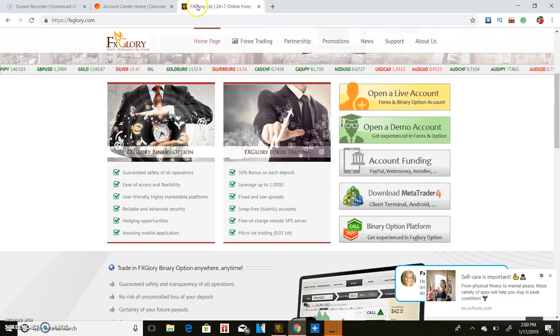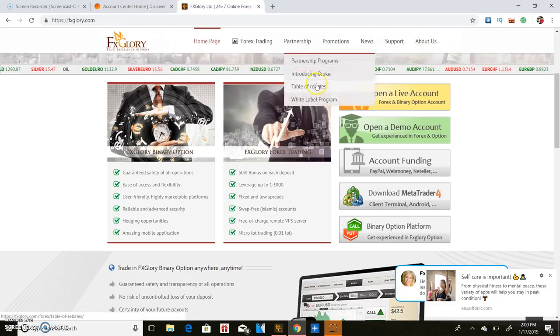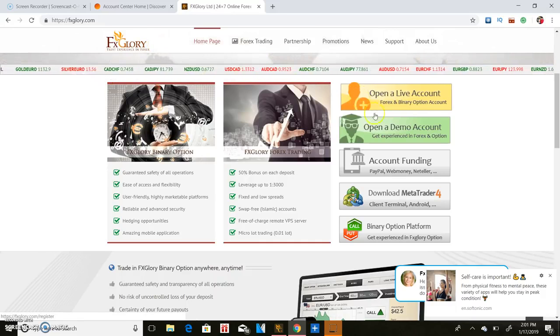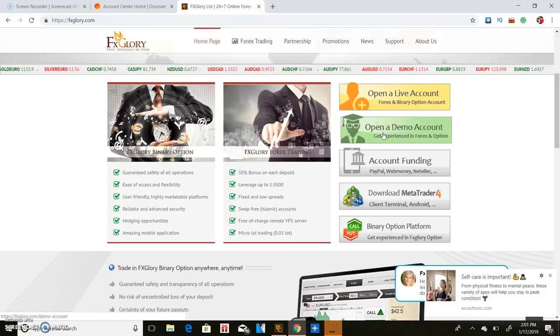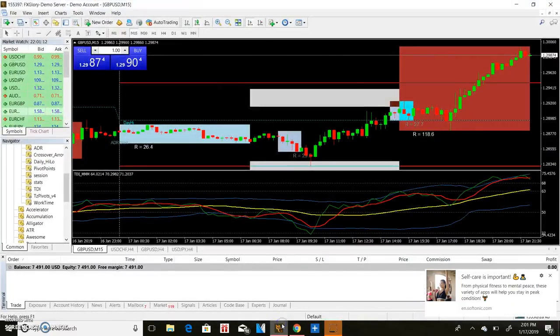So you can go to fxglory.com, and I usually just use FX Glory to trade demo. You could also use Trader's Way to trade demo as well. But when trading live, every now and then I might use FX Glory, but I'll use tradersway.com. Like I said, you can go to FX Glory, click on open a demo account, and download the MetaTrader 4, which is this right here. This is what's called the MetaTrader 4.